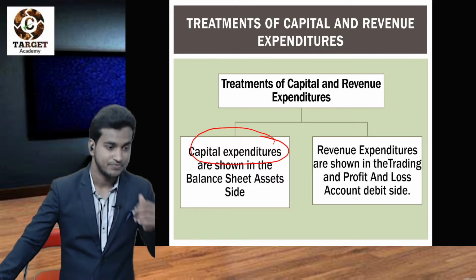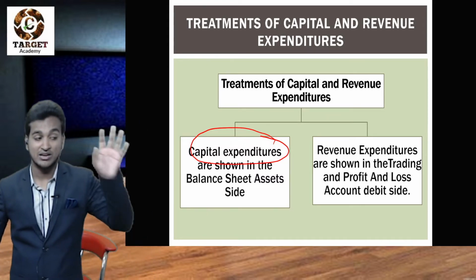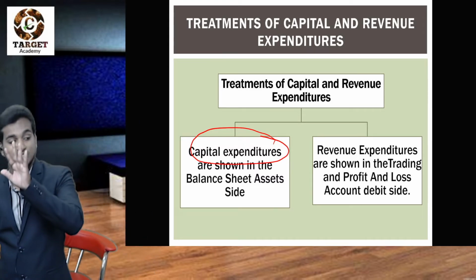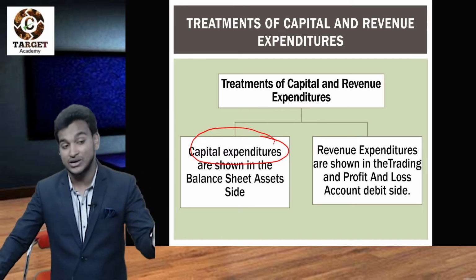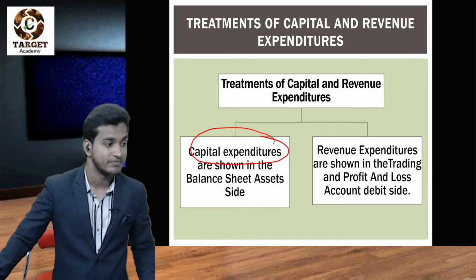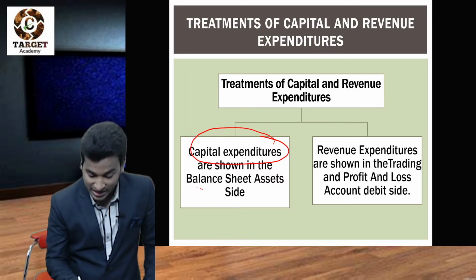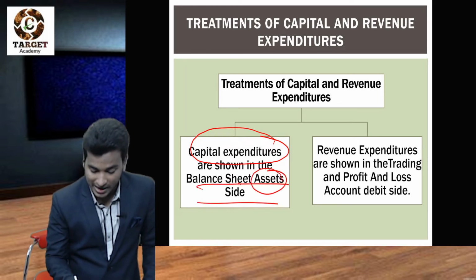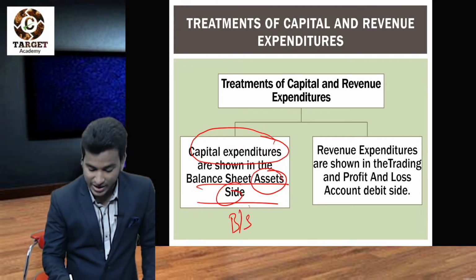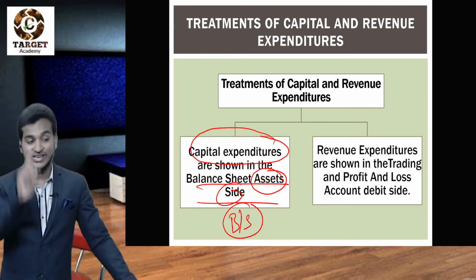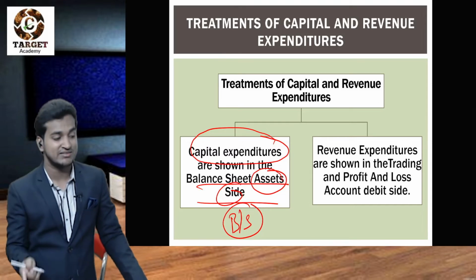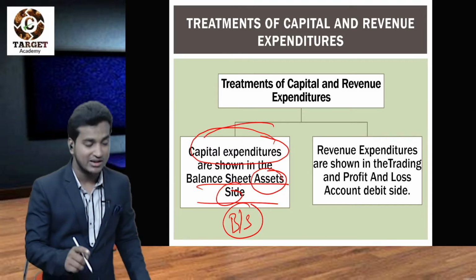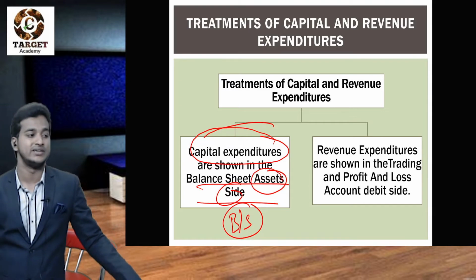Clear? Because this is an asset, it will come under the balance sheet asset side only. It will not come under the profit and loss account or trading account, whatever it may be. Assets and liabilities will come in the balance sheet only. That's why whatever capital expenditure is incurred will come under the balance sheet asset side.